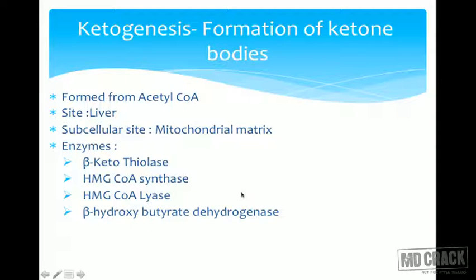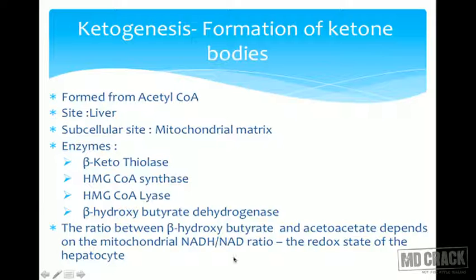So let us look at the different things. As I said, the ratio between beta-hydroxybutyrate and acetoacetate depends upon the mitochondrial NADH-NAD ratio. When is NADH more? Whenever the energy status within the cell is high, beta-hydroxybutyrate increases. If the electron transport chain is functioning at maximum capacity, then NAD+ will increase. At that time, it will result in the reverse and acetoacetate becomes more. So it all depends upon the redox state of the hepatocyte.